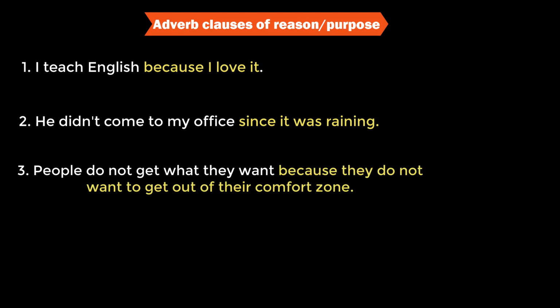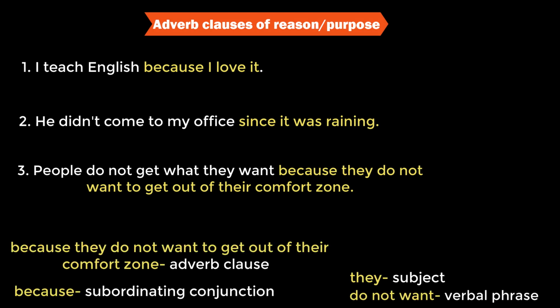People do not get what they want because they do not get out of their comfort zone. People do not get what they want. Why? Because they do not get out of their comfort zone is my adverb clause starting with the subordinating conjunction because, and they is the subject here. Do not get is my verbal phrase. So it's a clause clearly, right? Now it is telling us the reason why people do not get what they want in their life. Why?